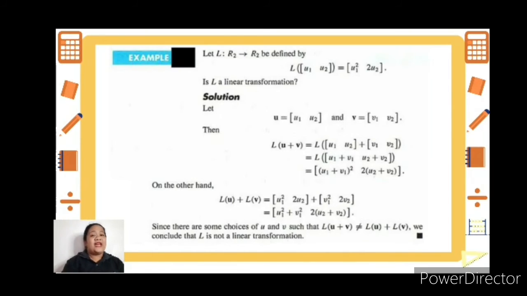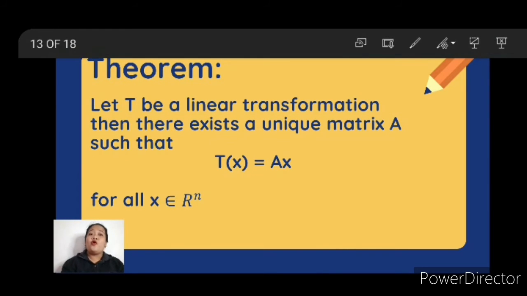Now, we have here a theorem in order to know more about the linear transformation, since our goal here is to identify and construct a linear transformation of a matrix. So we have here a theorem. Let T be a linear transformation, then there exists a unique matrix A such that T of X is equal to A X, for all X an element of R^n.